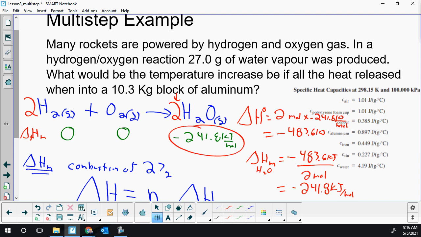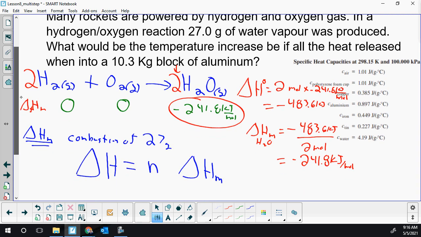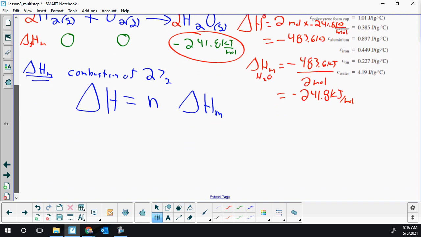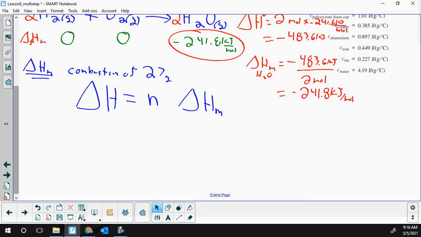So ultimately, you need to find, in a multi-step question, some data that lets you figure out what the change in enthalpy is, the molar change in enthalpy. We predicted it, and now we're going to use it to solve not how much energy is released when 2 moles react, like our question shows. We know 2 full moles is minus 483.6 kilojoules. We want to know if 27 grams react.